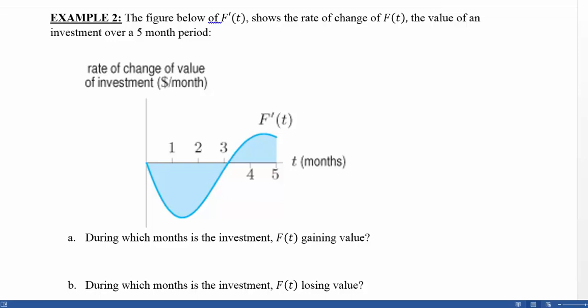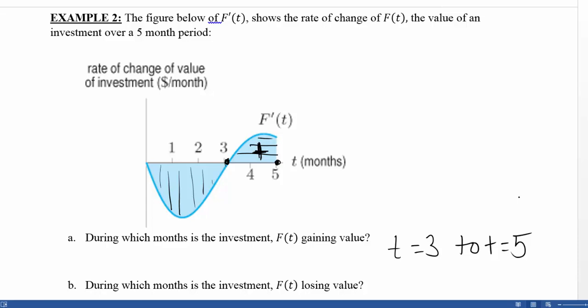So we want to know when the original function is increasing. Using the idea of areas, if the area is below the x-axis, that means my investment is decreasing or losing money, which means that when I'm above the x-axis, I should be gaining money in my investment. So I'm interested in where this is above the x-axis. I'm going to be gaining money from month 3 to month 5 because that is where my area is positive. So I'm adding area and my total change in value is positive.